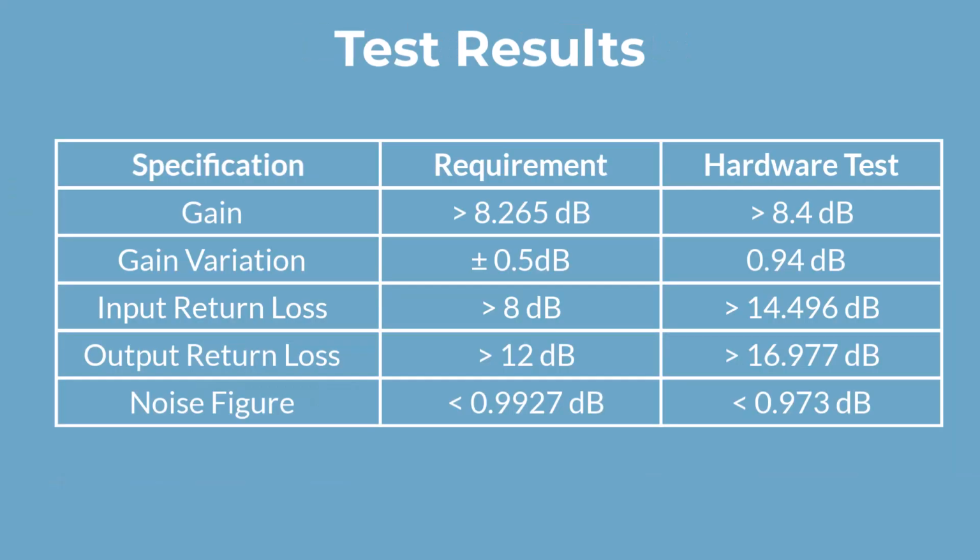Here is the summary of our test results. We have achieved a gain of 8.4 dB with a gain variation of 0.94 dB. The input return loss was around 14.5 dB, while the output return loss was around 17 dB. The noise figure was around 0.97 dB. As you can see, the circuit satisfies the requirements of the project.